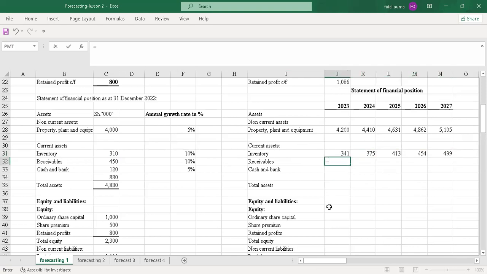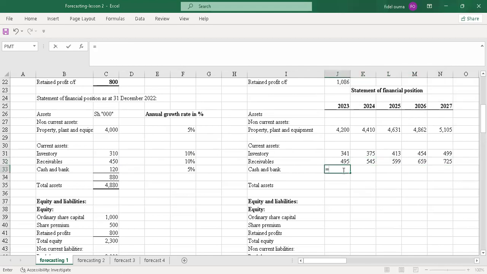Then I'll go to receivables and do the same. With that, times 1 plus the growth rate, which is 10%. Then I lock it with F4, and I enter. Then for 2024, it will be 2023 times 1 plus 10% and pick F4. Then I enter. So I just drag this on through.